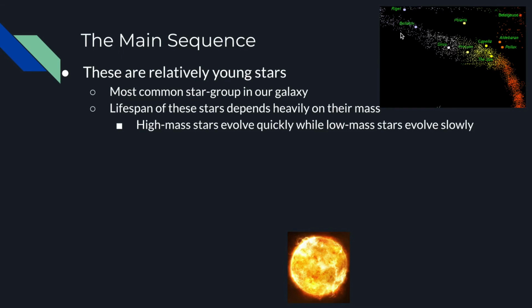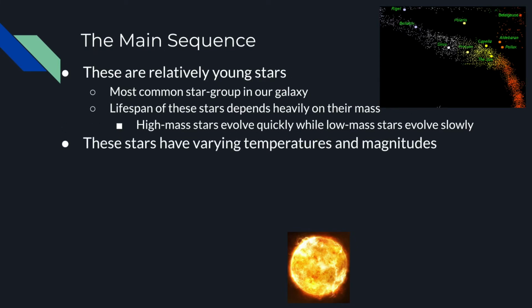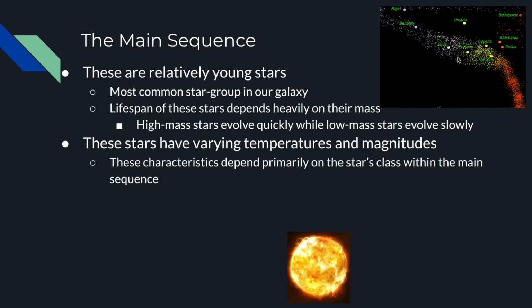Because these stars make up the diagonal bar across the Hertzsprung-Russell diagram, they have varying temperatures and magnitudes. You have some very cool, very dim stars way in one corner, but also some very hot and some very bright stars in the other. Whether a main sequence star is very bright or very dim depends mostly on its class within the main sequence. These are the spectral types, and I will discuss them later.